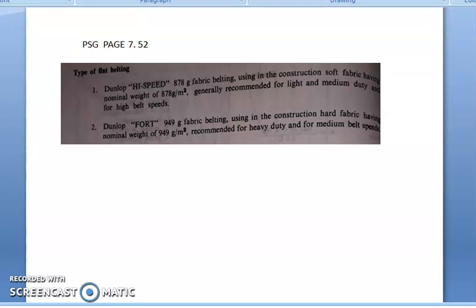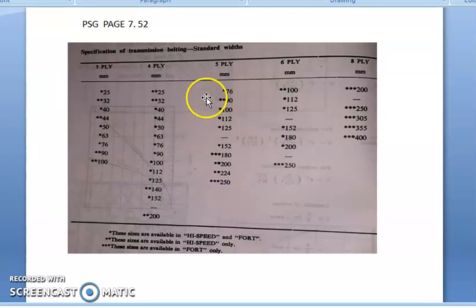This shows the page, the PSG data book page number 7.52. Here there are two different types of belt based on the application, that is light and medium duty. We go with the first one, high speed 878, if the velocity is less than 10 meter per second. Suppose the velocity is greater than 10 meter per second and heavy duty, and for medium duty applications, we go with the Fort 949 gram fabric. These are two different types of belts which are used for flat belt drives. This is actually the standard width of the belt.